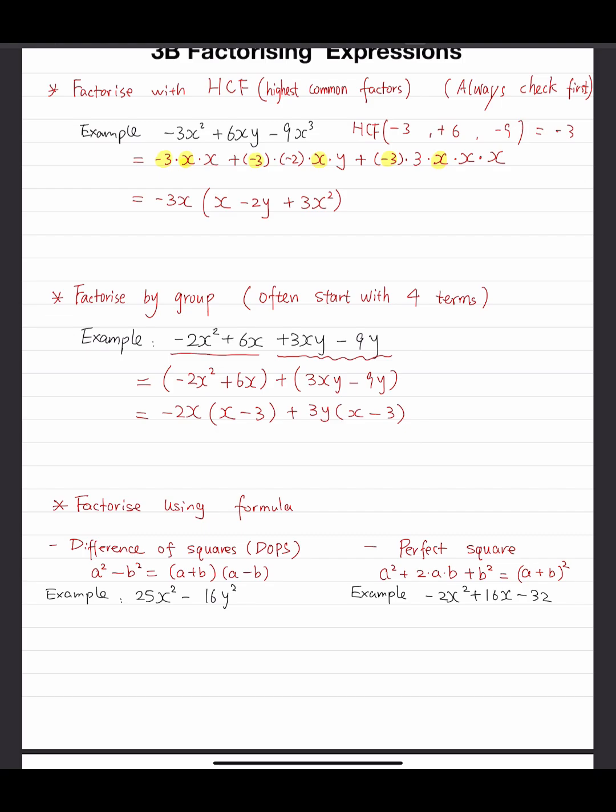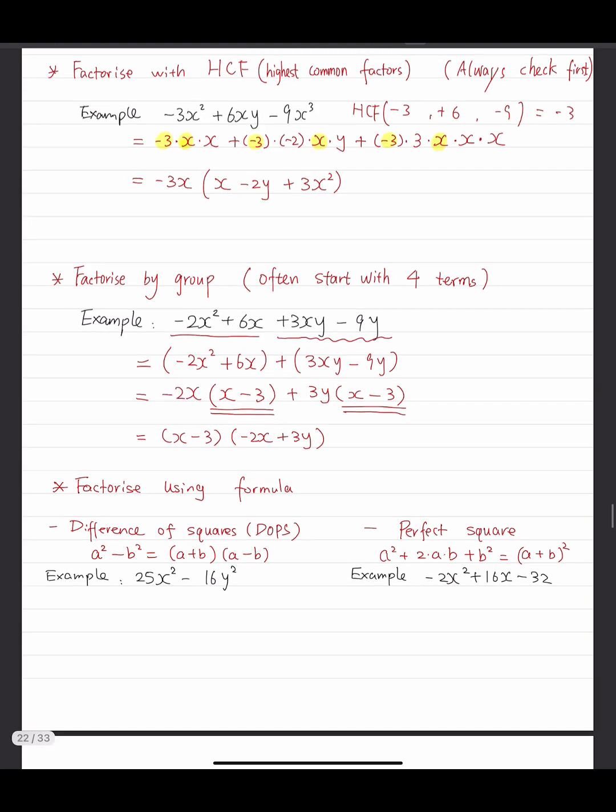All right, you should end up with a common bracket for each term here, which is x minus 3. Now you're going to treat the x minus 3 all together, including the brackets, as our common factor. So you take that out. The remaining factor in the first term is going to be -2x. The remaining factor in the second term is going to be 3y, okay? This is how we factorize by group.